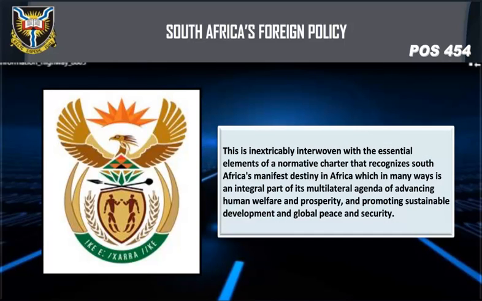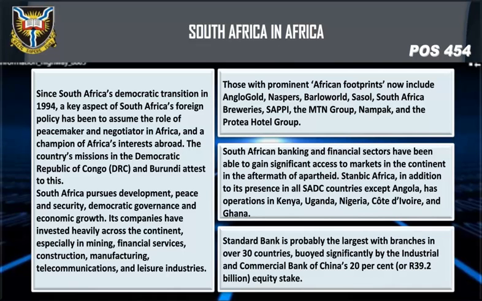This is inextricably interwoven with the essential element of a normative charter that recognizes South Africa's manifest destiny in Africa, which in many ways is an integral part of its multilateral agenda of advancing human welfare and prosperity and promoting sustainable development and global peace and security. Since South Africa's democratic transition in 1994, a key aspect of South Africa's foreign policy has been to assume the role of peacemaker and negotiator in Africa, a champion of Africa's interests abroad.